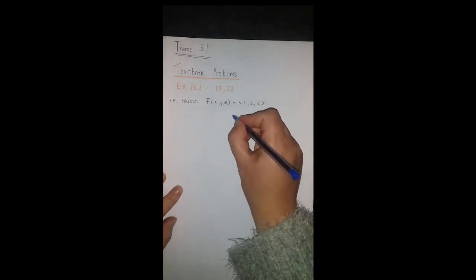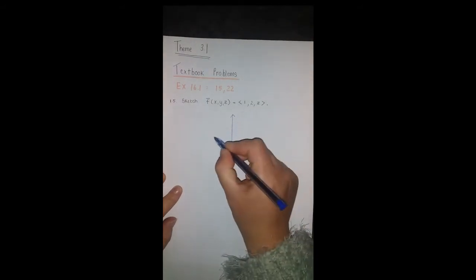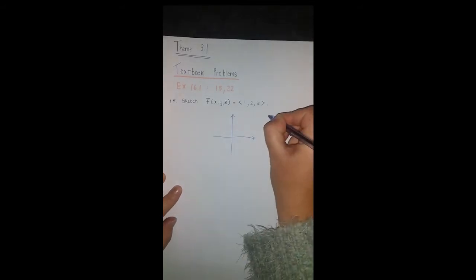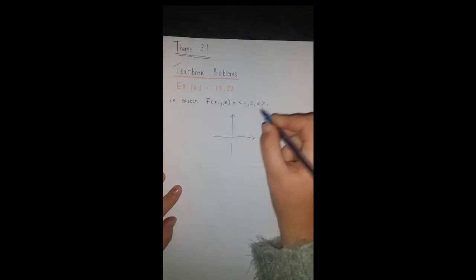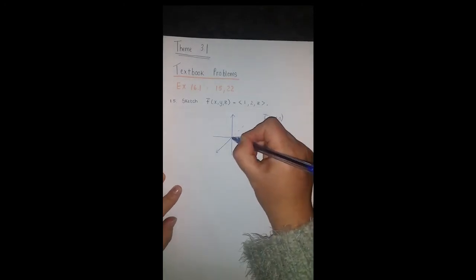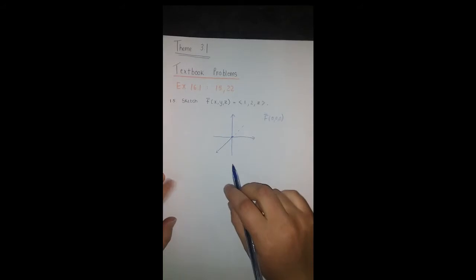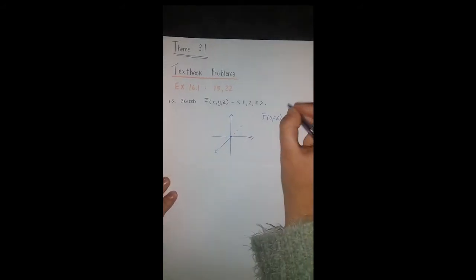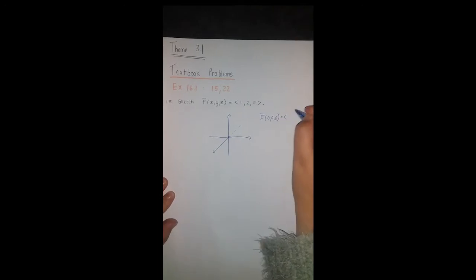So first, what you can do is choose some points on your own where you want to sketch this. You can start at 0, 0, 0, or whatever you would want, just so that you can get an idea of what the vector field looks like. So let's say we choose F(0, 0, 0). So this will be at the point where z, x, and y is 0. So it will be here. So at that point, we will have a vector that is (1, 2, 0).